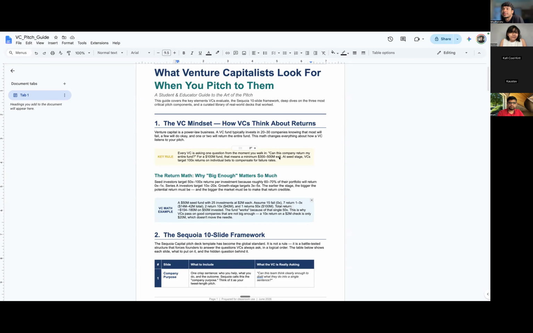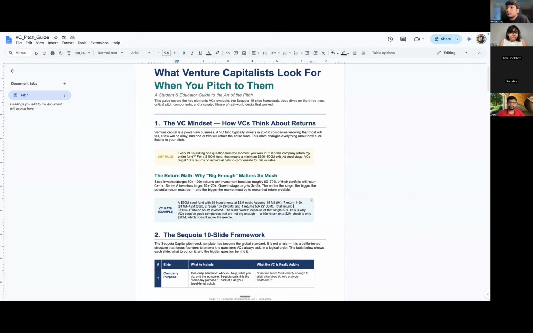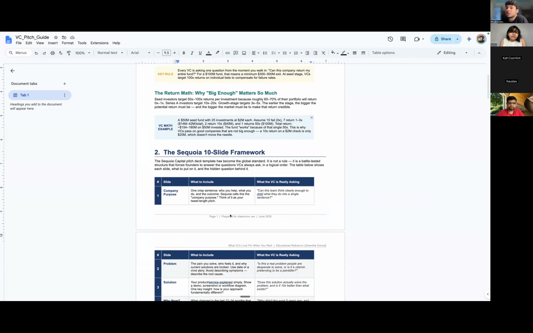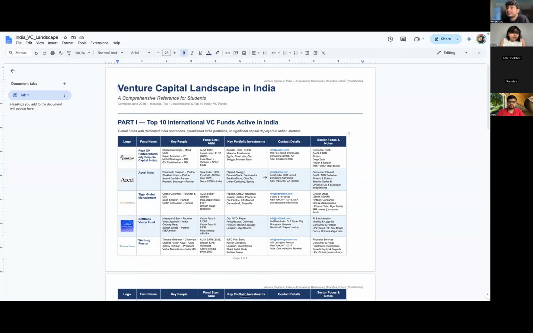All right. So that's VCs. Some of you might already know this, but it helps to kind of go over it again. I talk about the return math here, which is why being big enough matters so much, because purely from a number standpoint, it works because someone will have to give exponential returns, and everything else will kind of fall. Before we go into the slide framework, let's actually look at the players here.